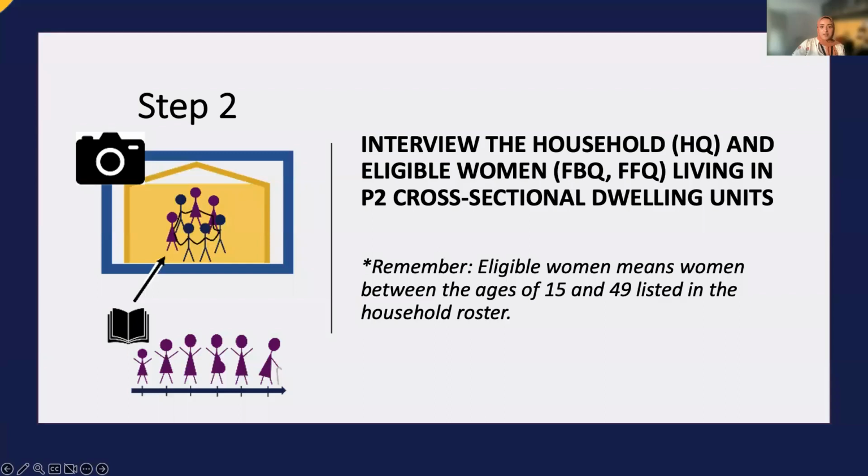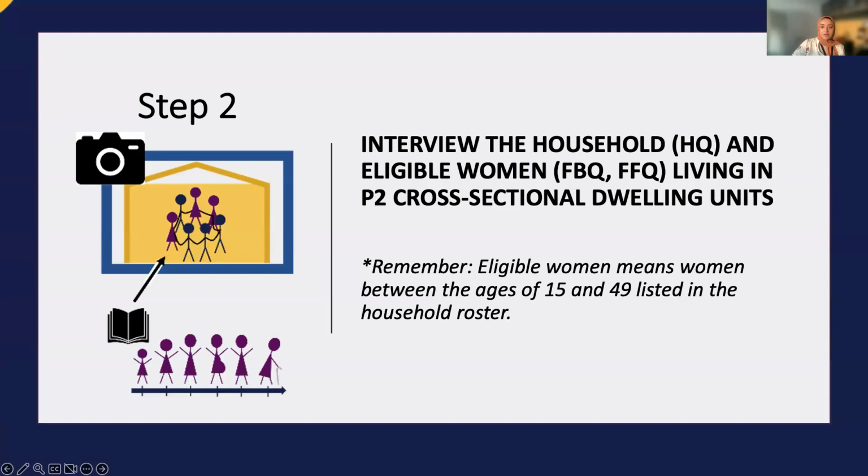If any of the female members of the household were included on the list of phase 2 panel women, you ended up administering a female follow-up questionnaire, an FFQ, to those women. And if there were any women in the household whom you did not interview in phase 2 who were eligible to receive the female questionnaire, meaning they were between the ages of 15 and 49 and were included in the household roster, you then administered a female baseline questionnaire, an FBQ, to each of those new eligible women.